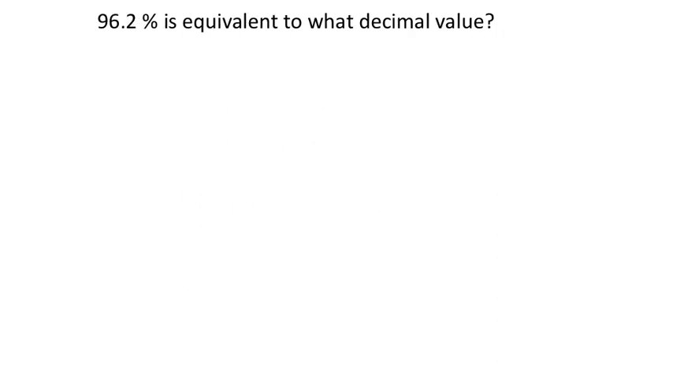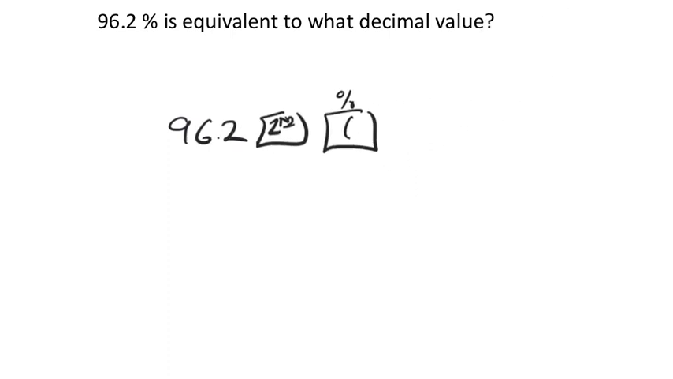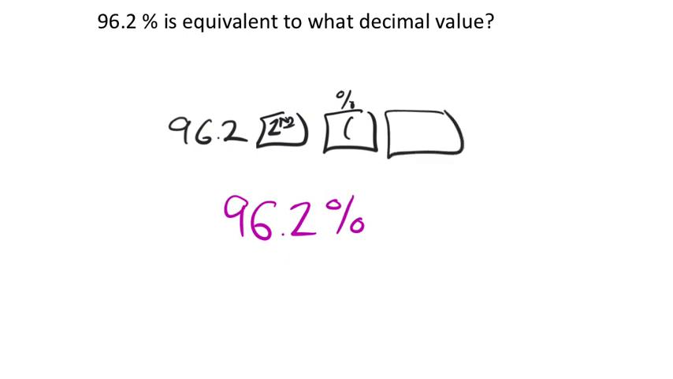For this one, in the calculator, we type 96.2, and then we're just going to type second, open parentheses. And again, on the screen, you should see 96.2%. After that, we're just going to push enter, and it will change that into the decimal 0.962.